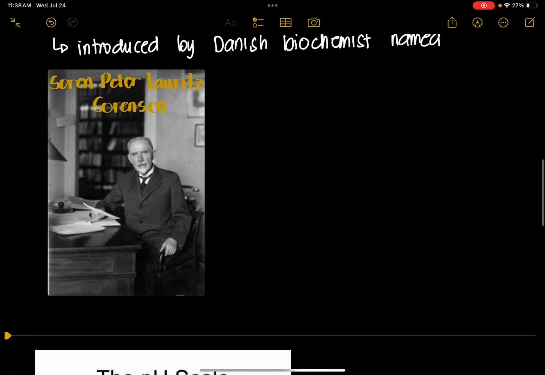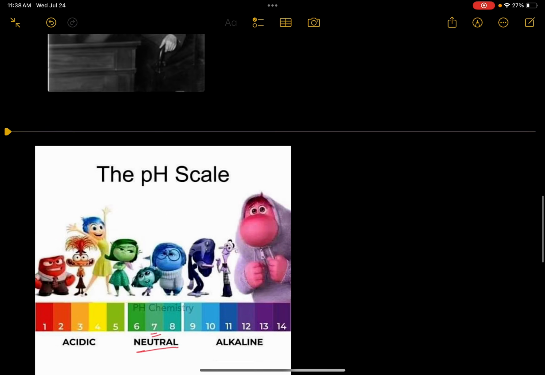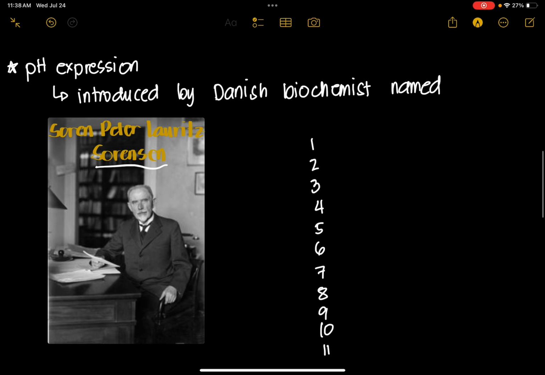It was introduced by a Danish biochemist named Søren Peter Lauritz Sørensen, or Sørensen only. So the pH scale tells you if our substance is acidic or basic. So for the neutral, let's say 1, 2, 3, 4, 5, 6, 7, 8, 9, 10, 11. So the more acidic the substance, the lower the number.